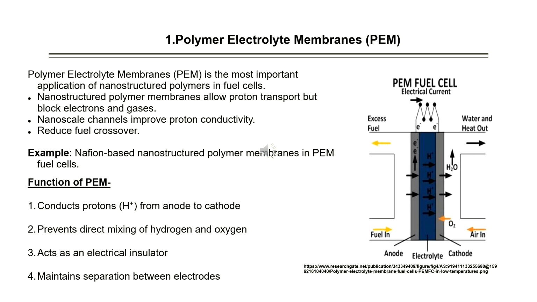Nanostructured polymers are used to make the polymer electrolyte membrane. These polymers contain nano-sized channels or domains that selectively allow only protons to pass through. Why is nanostructure important in these fuel cells? These nanochannels provide continuous pathways for proton movement. They prevent mixing of hydrogen and oxygen gases, and they also retain water at the nanoscale, which is essential for proton conduction. The final outcome will be high proton conductivity, high fuel cell efficiency, and stable operation at low temperatures.